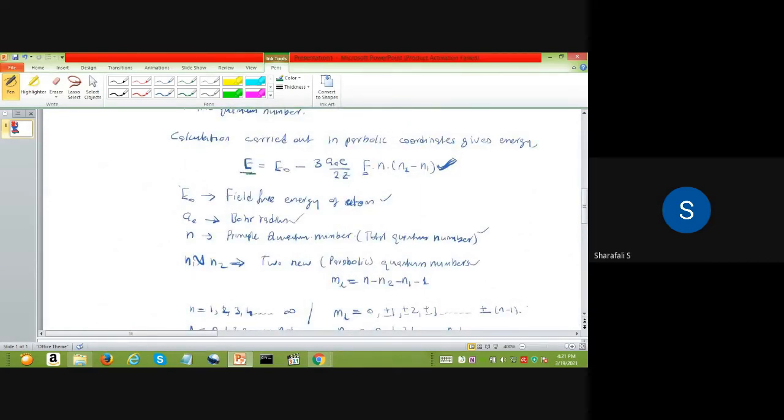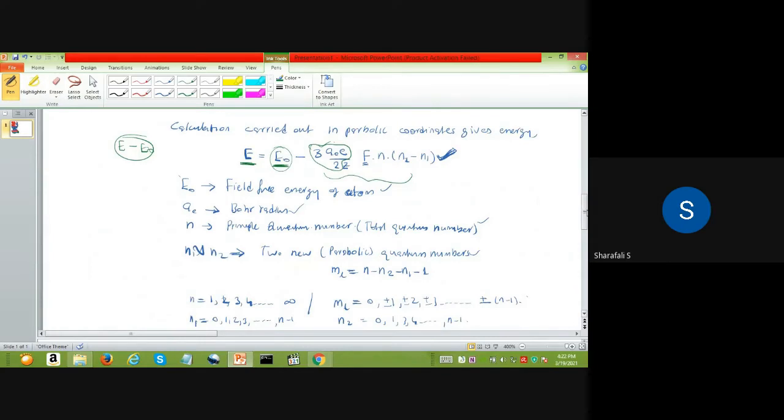So here we have the energy of the atom in the presence of the field. E0 is the energy of the atom without the field. If you take the difference between these two, that is the energy of the atom with field and without field, that is nothing but E minus E0, and that will be given by this particular value. If you consider that this much is constant and substitute all those values, then you will get this particular expression.